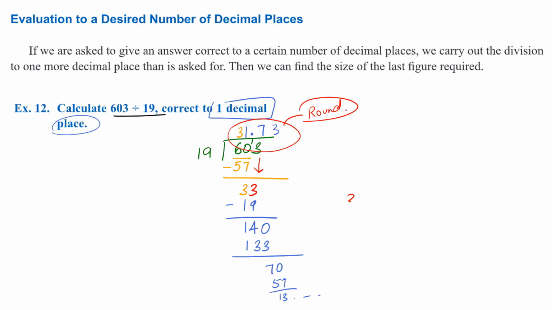So here it is 31.73. Now I only require 1 decimal place, so I should round off this digit. While rounding off, what will be the answer? What about 3? Greater than or less than 5? Which one?